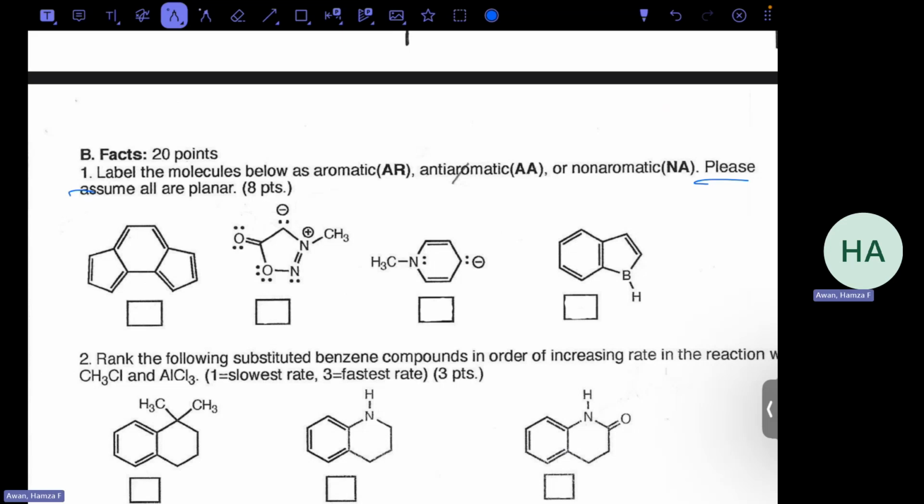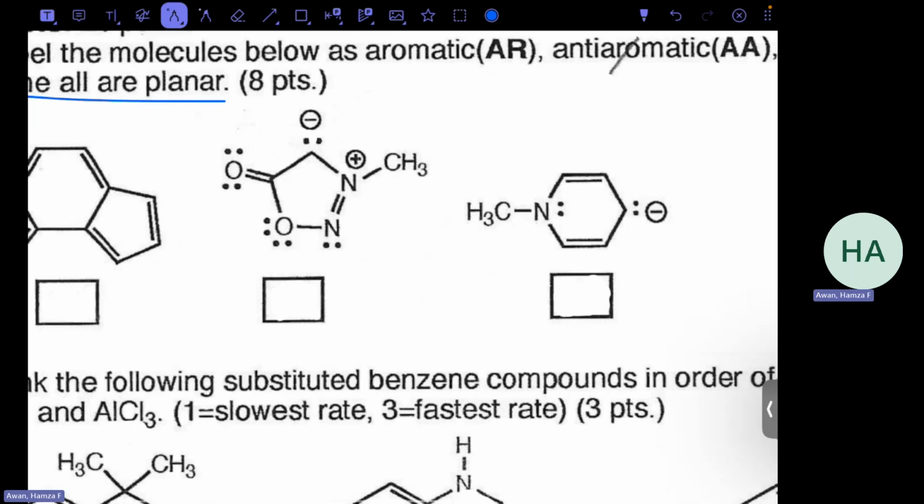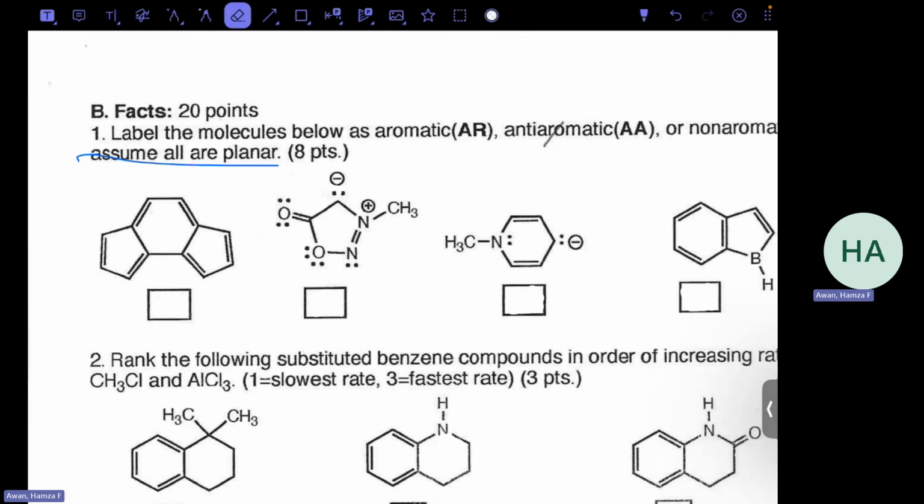Because of this, we're going to have to assume that all of them are sp2 hybridized, right? Even, for example, this oxygen, which is an sp3 oxygen, 1, 2, 3, and 4. It's asking us to assume that it's all planar, so let's just assume it's sp2. And so we'll go on to that from the next one. Let's look at the first one.